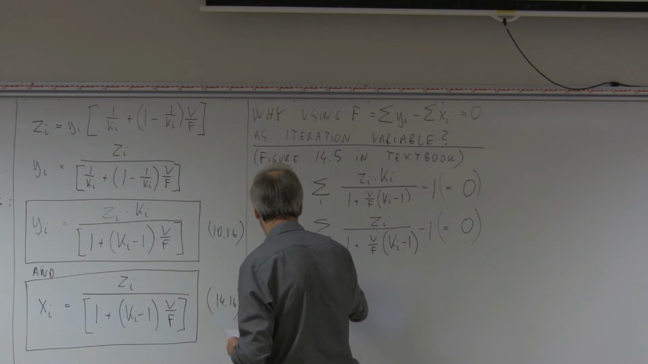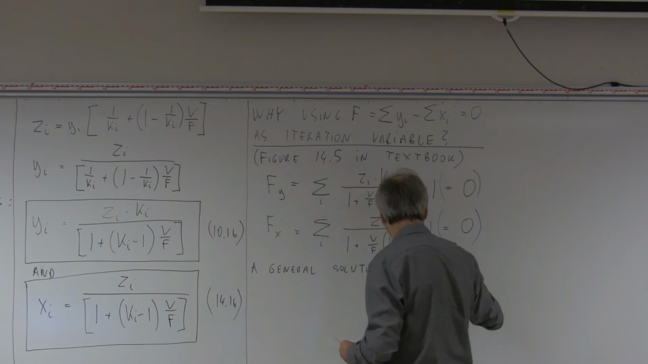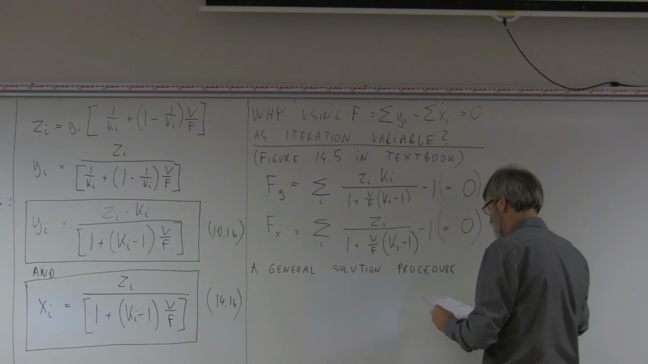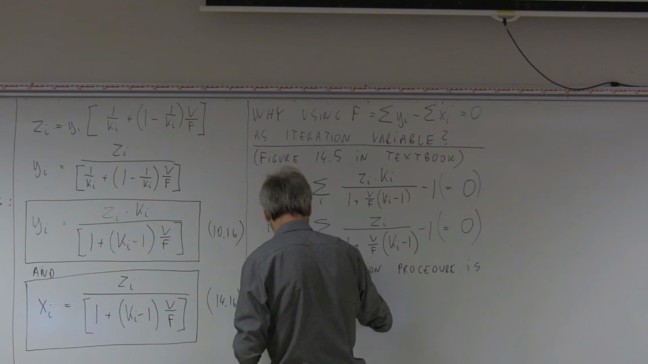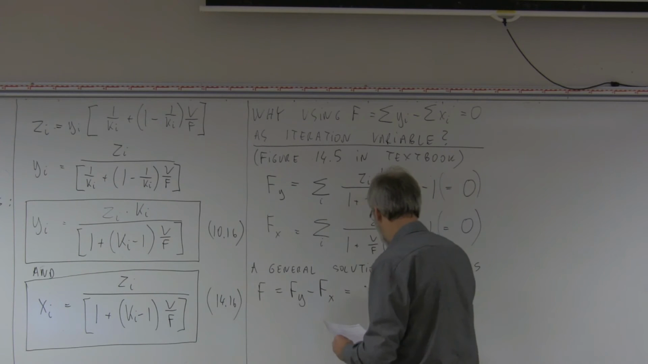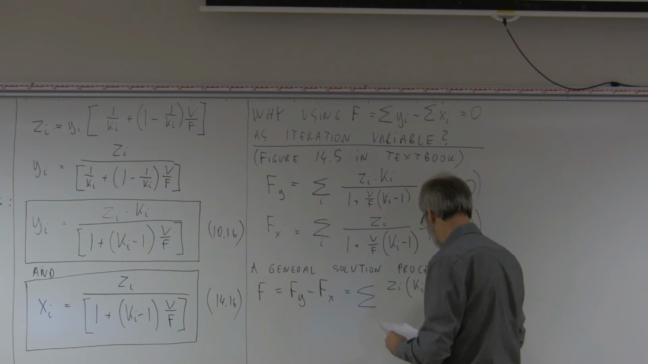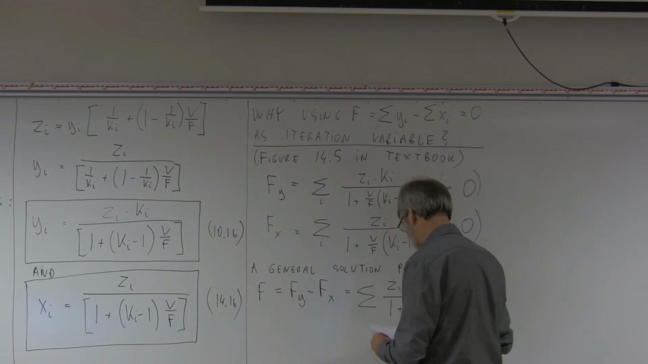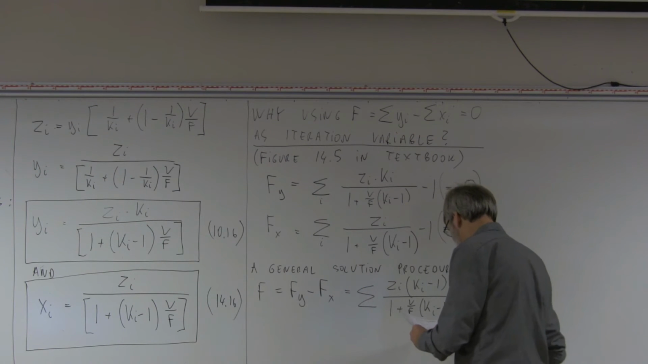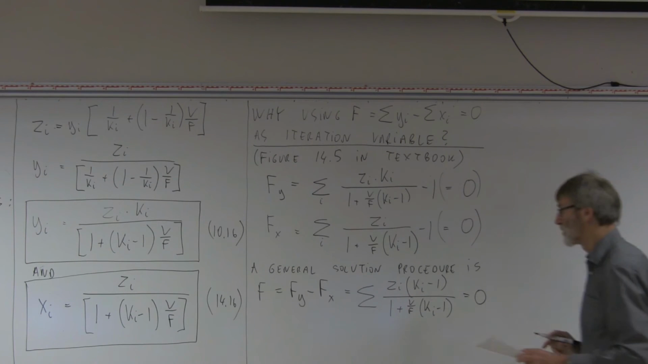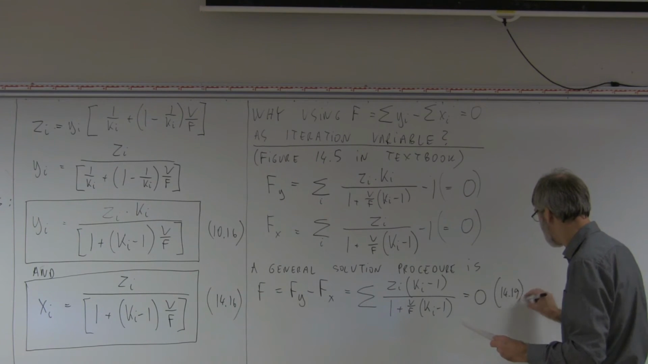And a general solution procedure is that f is f_y minus f_x, or the sum of z_i K_i minus 1 over 1 plus V over F K_i minus 1, should be equal to 0. This is 14.90.